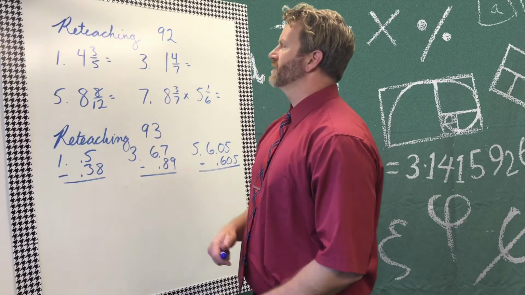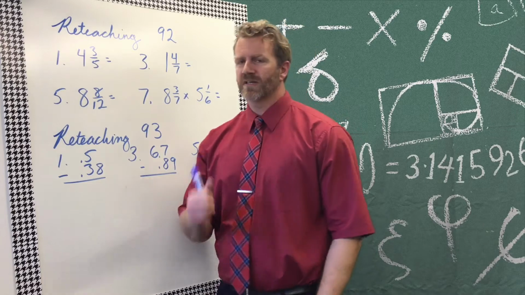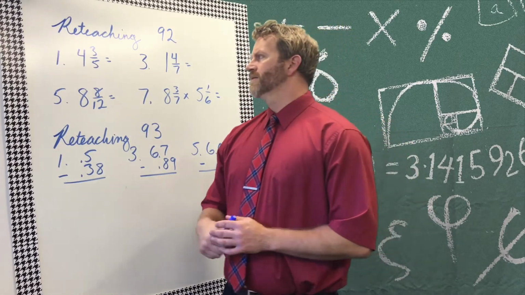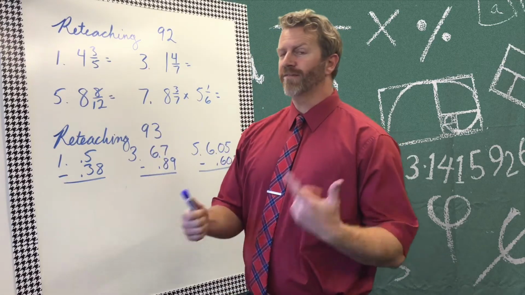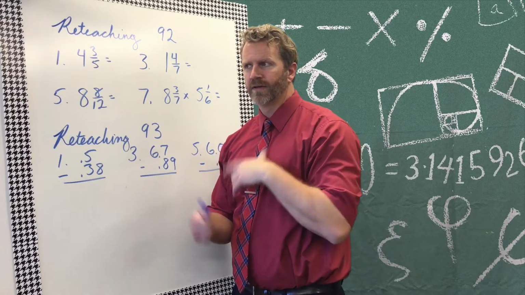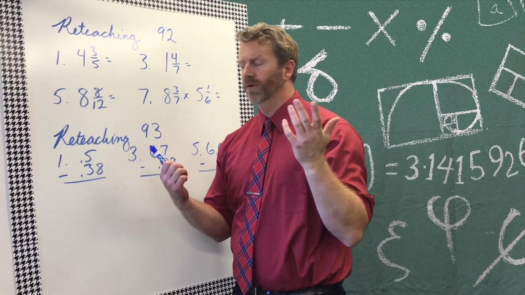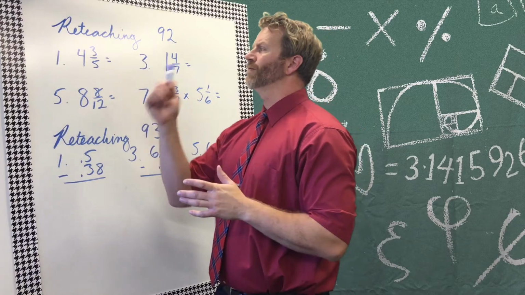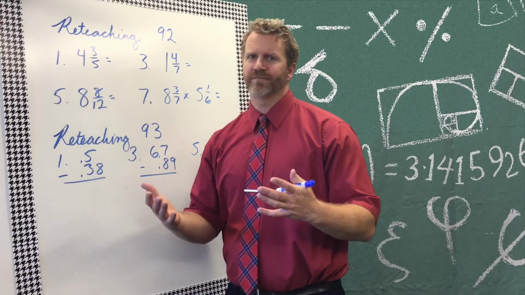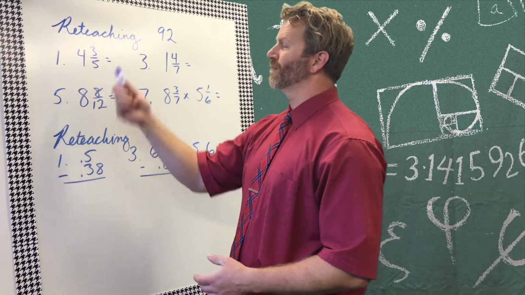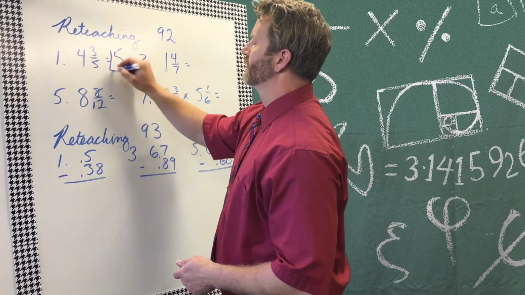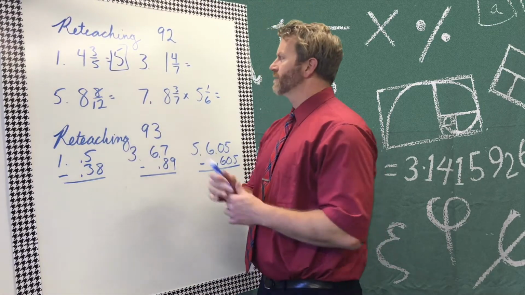All right, Reteaching Master number 92 is just talking about rounding fractions or mixed numbers. So we have to look at our fraction. If that fraction is greater than a half, you round it up. It's that simple. So 4 3/5, 3 over 5. Is 3 bigger than half of 5? Absolutely. So that means we're going to take 4 3/5, we're going to bump her on up to 5. Just like that.